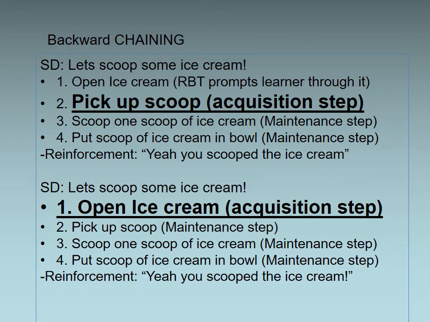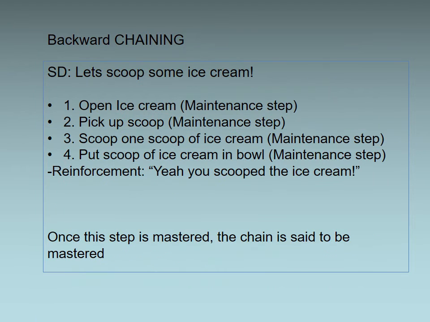And that moves us on to step 1 being the acquisition step, where the learner is helped by the RBT with minimal prompting and allowed to do the rest of the steps. Now once that last step is mastered, or step number 1, the chain is said to be mastered, and the individual can now scoop their own ice cream.